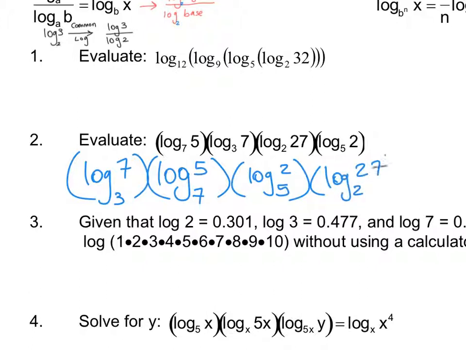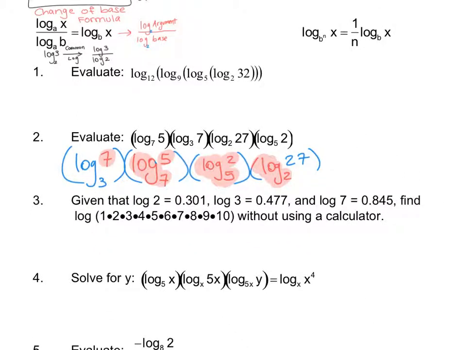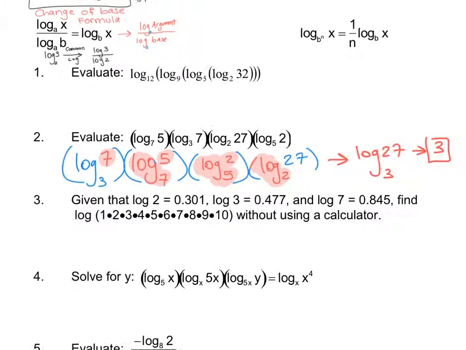So you see what I did? The argument matches up with the base of the log that comes after it. So let's see. 7 matches with log 7. 5 matches with log 5. 2 matches with log base 2. What am I left with? Log base 3 of 27. Do I know that? Yeah. What is the log base 3 of 27? 3. Very good. Do you see how we were able to figure it out? This is not hard. It's fun actually. This one is fun.